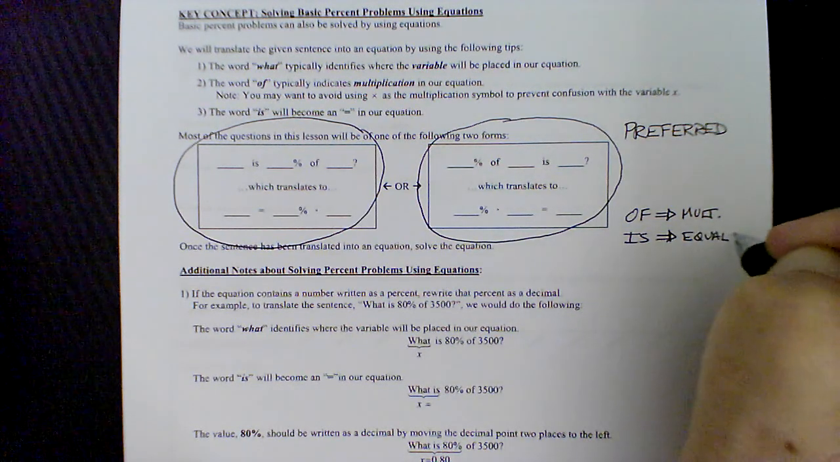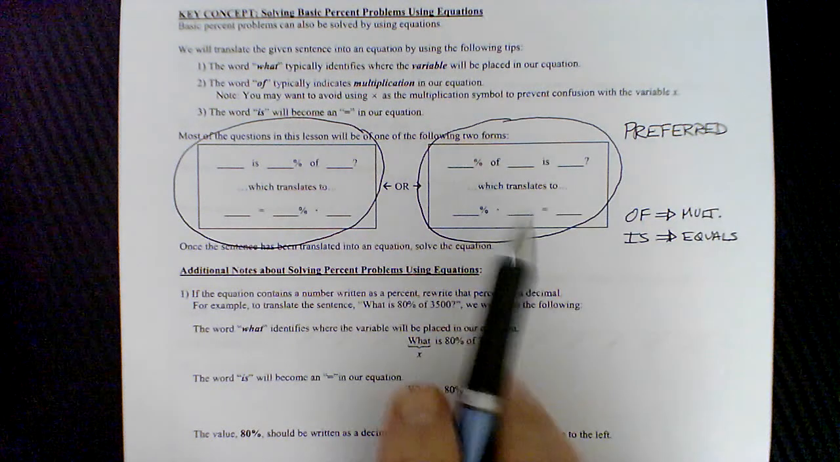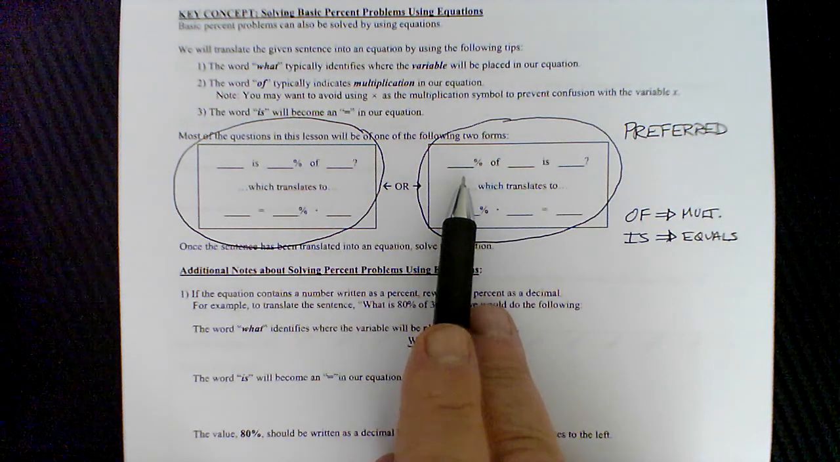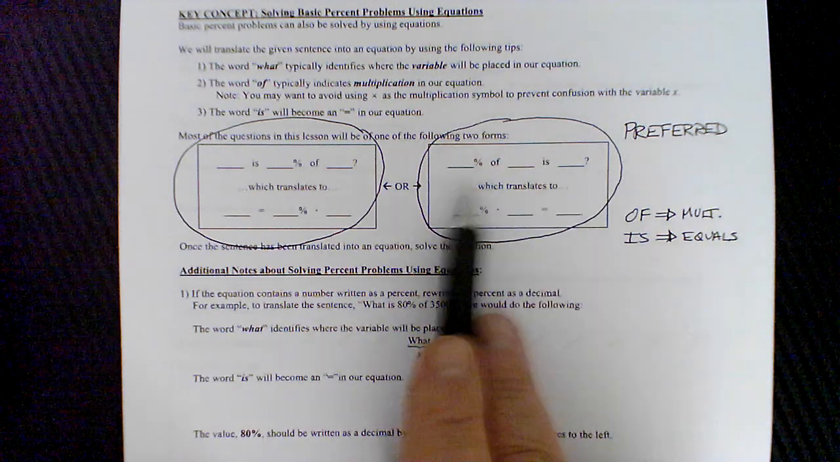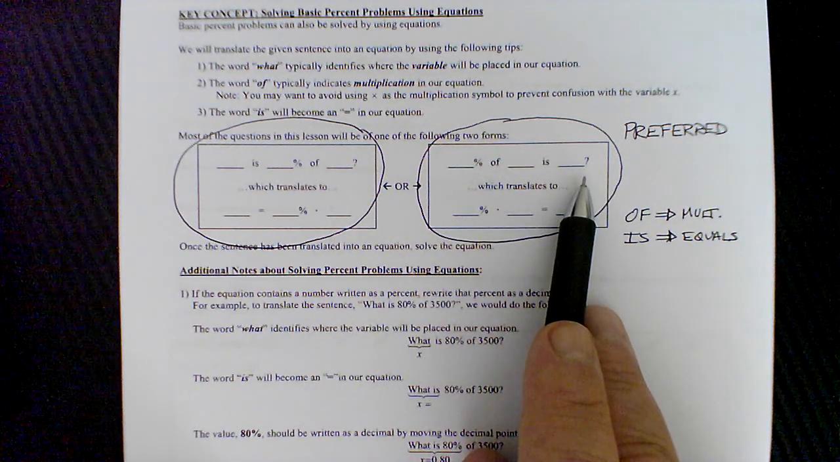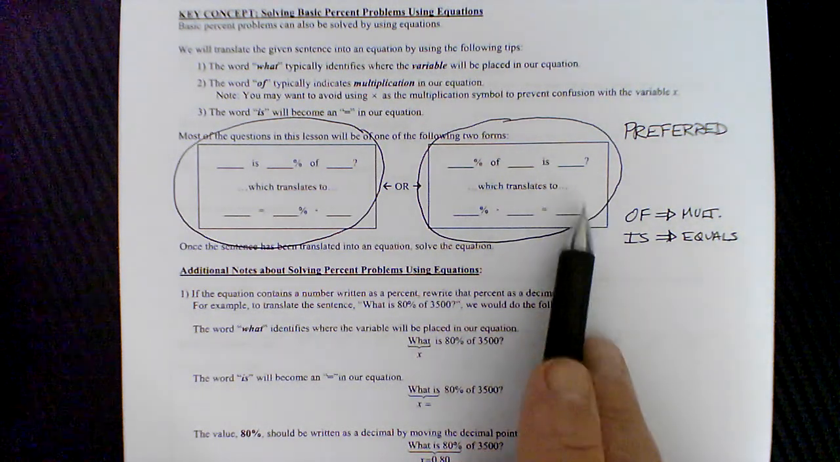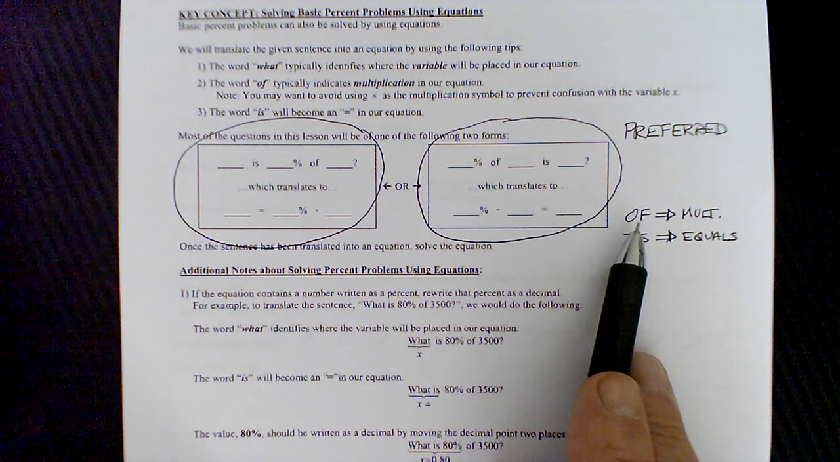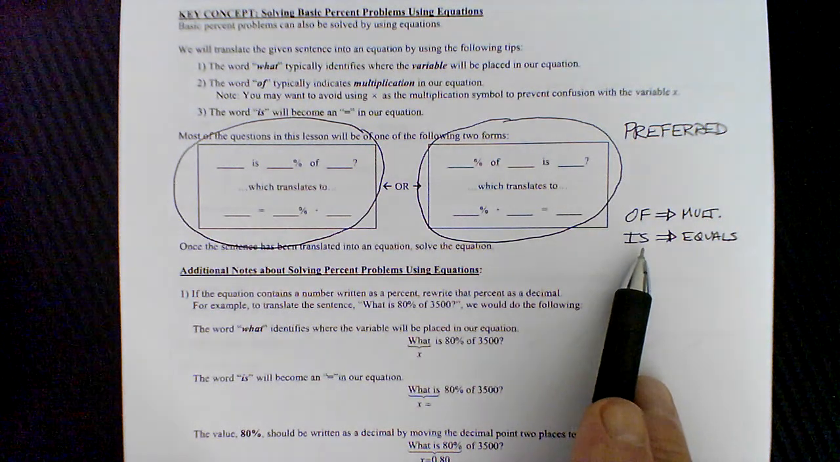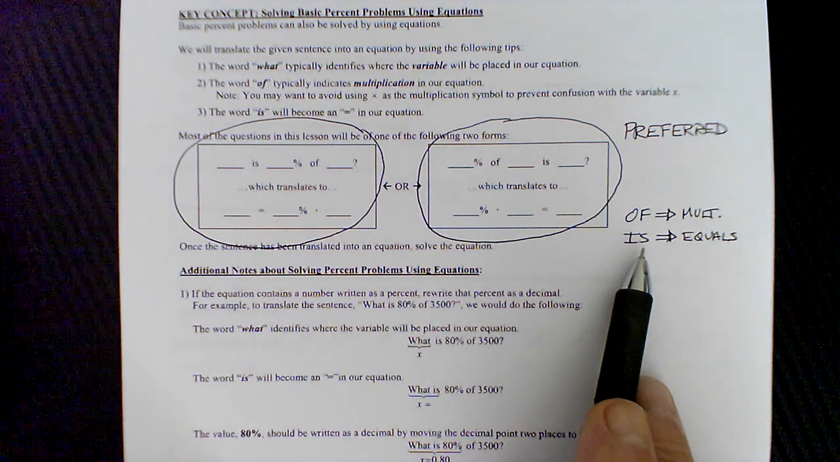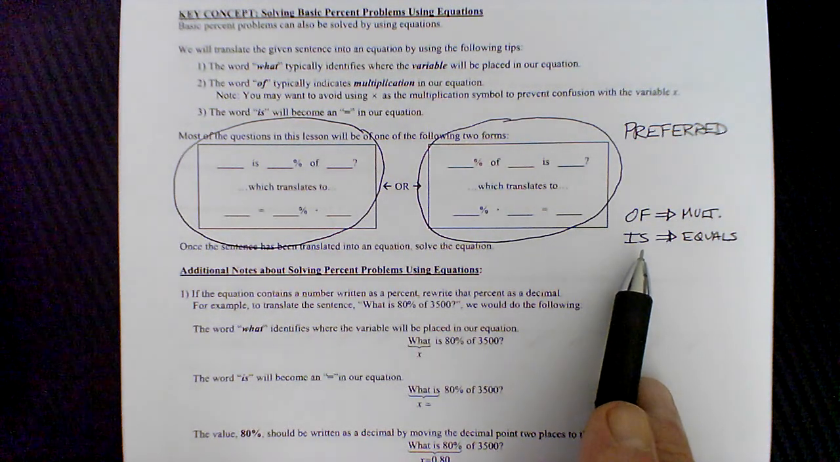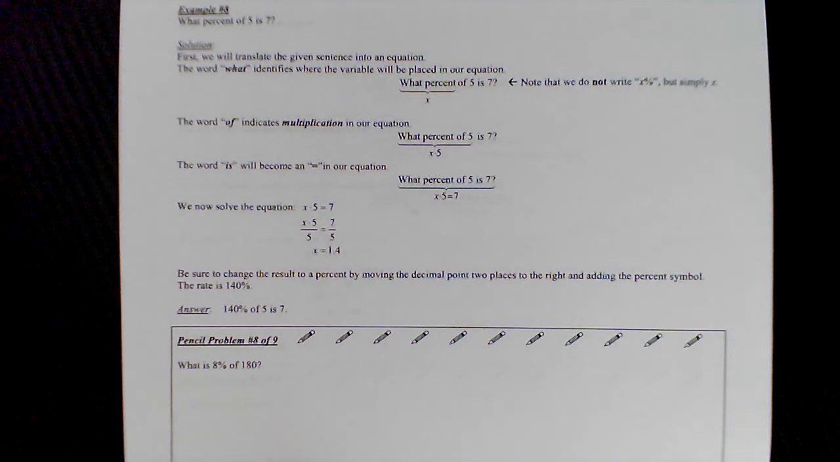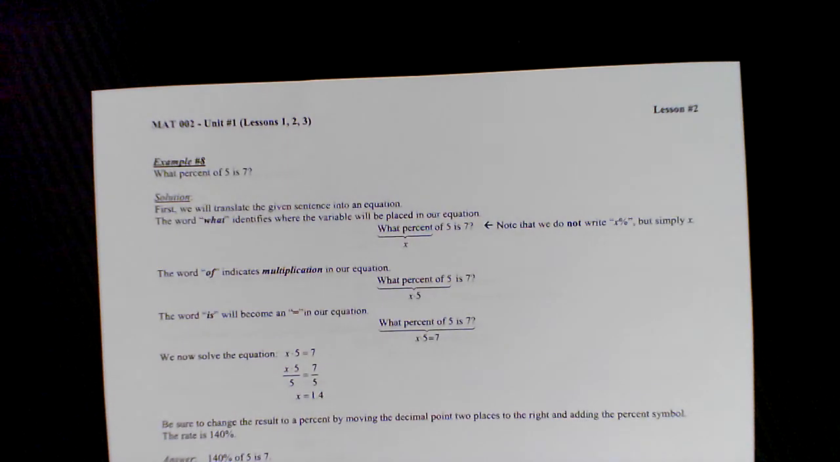So if we just start with that one sentence, blank percent of blank is blank. Fill in the numbers, which will be very easy as we'll see, and then know that "of" means multiply and "is" means equals. There's just a couple subtle things that make the solution much easier. So we'll see that here. Here's the example.